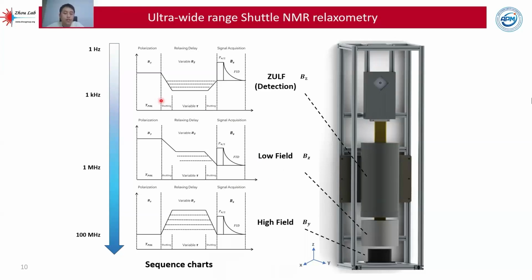For the sequence of zero to ultra low field, after being fully polarized in the high field region, the sample is shuttled to the zero to ultra low field region and waits for time to relax in the field. The field is supplied by the solenoid, and at last a half pi pulse is applied to the x-axis, and we can get a decay curve to fit. And with the 3 sequences, we can measure the T1 of the sample in an ultra-wide range of field.